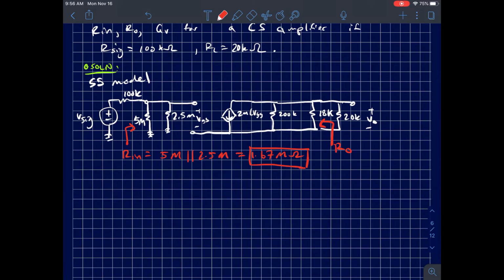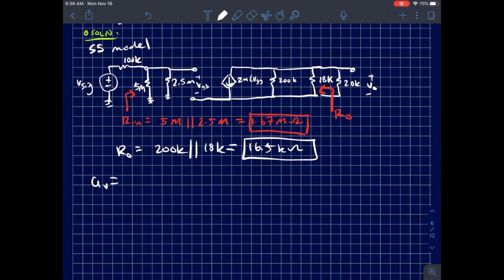So R naught is found there. R naught then is 200K in parallel with 18K, which is equal to 16.5K ohms, just about.